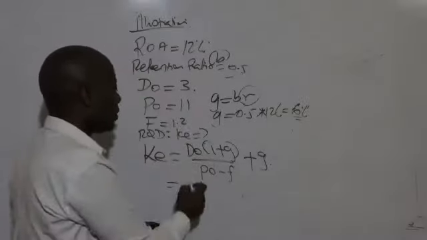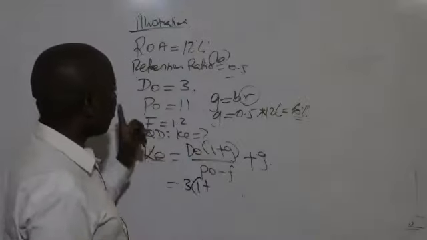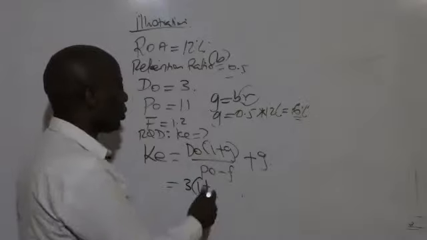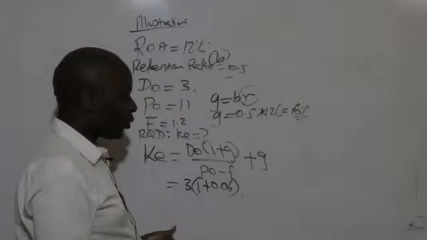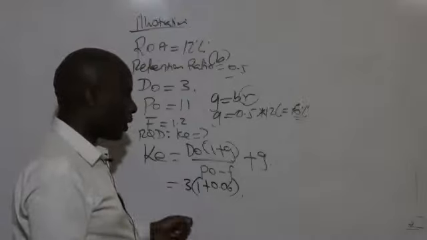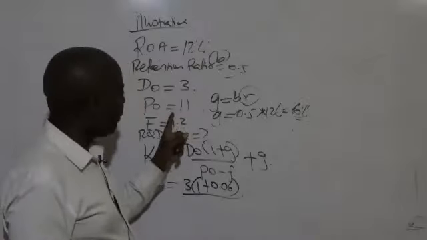So the D0 is 3. We have into brackets here 1 plus the growth rate. And the growth rate happens to be 0.06, right? All over P0. P0, ladies and gentlemen, which is what here, 11.